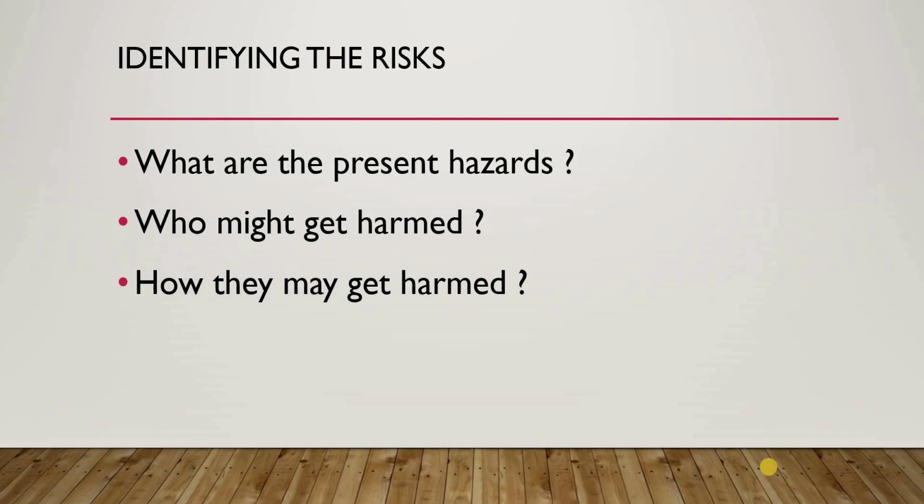For example, if the worker is working on the ladder, he may fall from the top, so this is the way that he may get harmed. So the ladder is basically a hazard in that case. So identifying the risk basically needs us to think about the present hazards in the workforce environment. Basically every task has some kind of hazard with it, and it may harm the worker in some way or other.